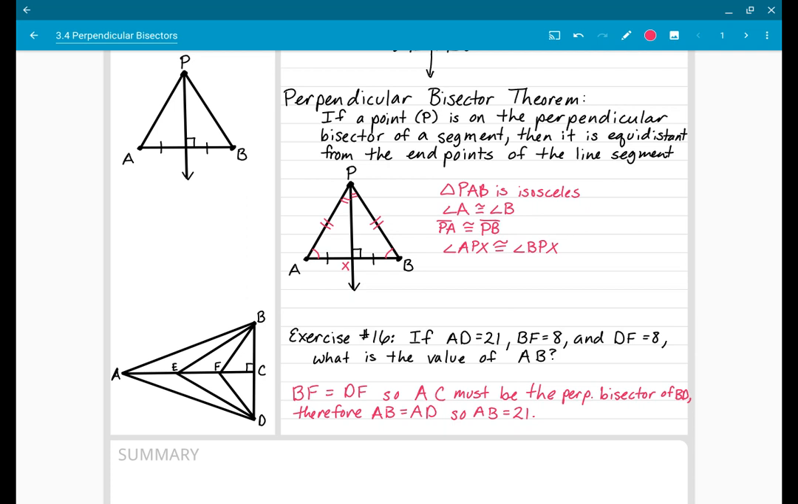Well, if you think about it, BF and FD make up two sides of the triangle that shares a base with triangle ABD, the big one. And if they're congruent, then that makes that an isosceles triangle, and it also means that we can assume that AC, that line segment that goes through the middle, is the perpendicular bisector. And as long as it's the perpendicular bisector and it keeps going through and goes through A, then AD and AB have to also be congruent. So we can assume that AB is also equal to 21.